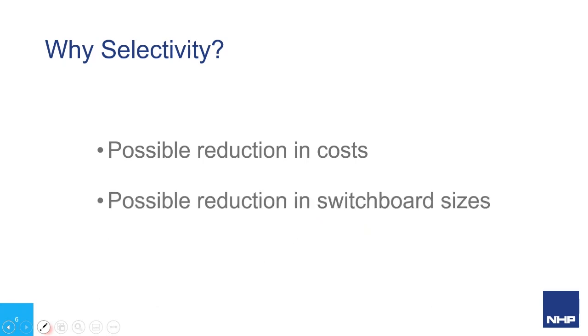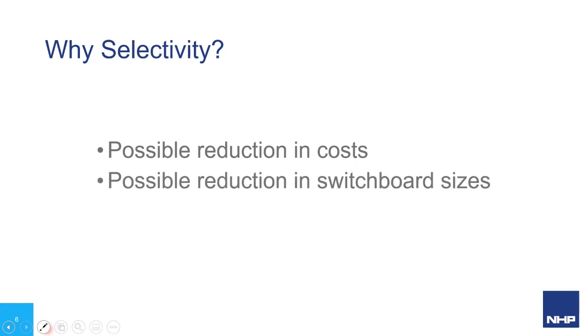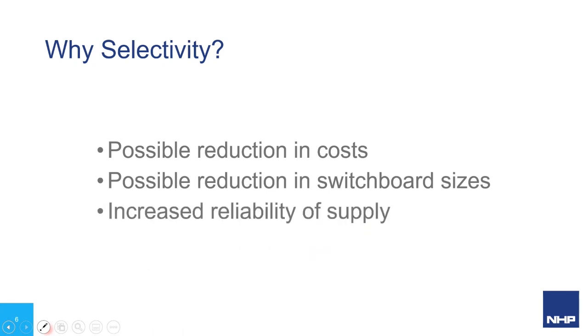So why selectivity? Quite simply, if we use selectivity smart, it can give us a possible reduction in costs in commercial and industrial applications. Give us reductions in switchboard sizes, and most of all, it can give us an increase in reliability of supply.